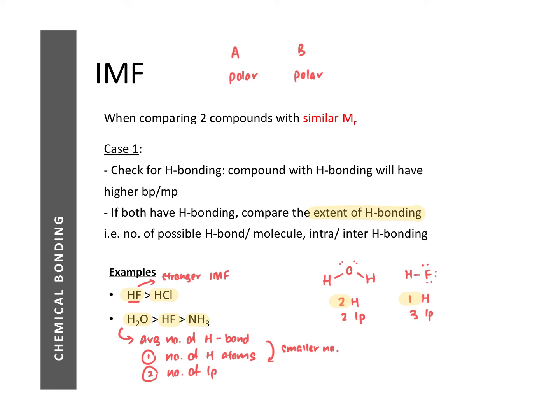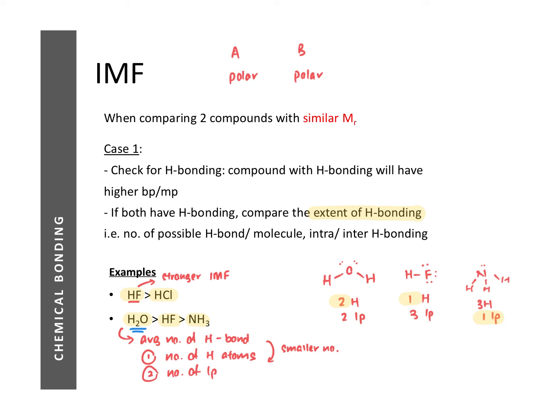And lastly, when we look at ammonia, ammonia has three hydrogens bonded to nitrogen, but it only has one lone pair. So again, the average number of hydrogen bonds would only be one. So when you compare between water and hydrogen fluoride as well as ammonia, you would find that water is capable of forming the most number of hydrogen bonds. Therefore, it would have the strongest intermolecular forces of the three, and it would have the highest melting point and boiling point as well.